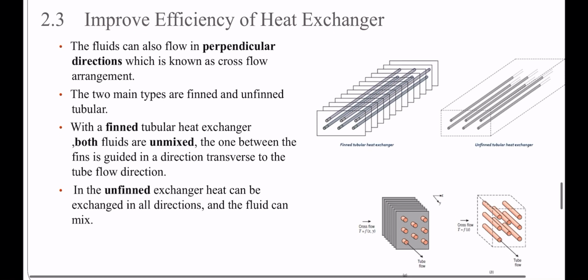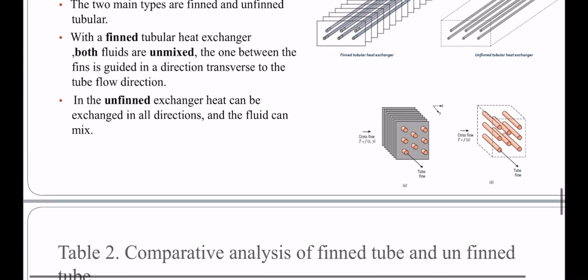The two main types are finned and unfinned tubulars. With a finned tubular heat exchanger, both fluids are unmixed. The one between the fins is guided in the direction transverse to the tube flow direction. In the unfinned exchanger, heat can be exchanged in all directions and fluid can mix.